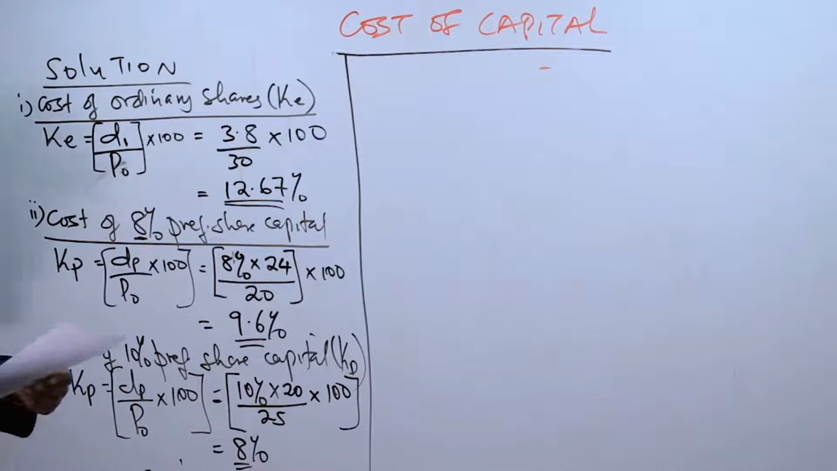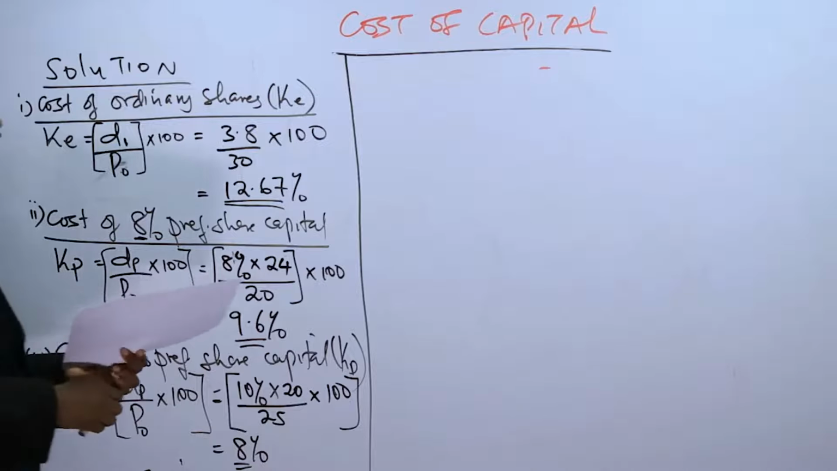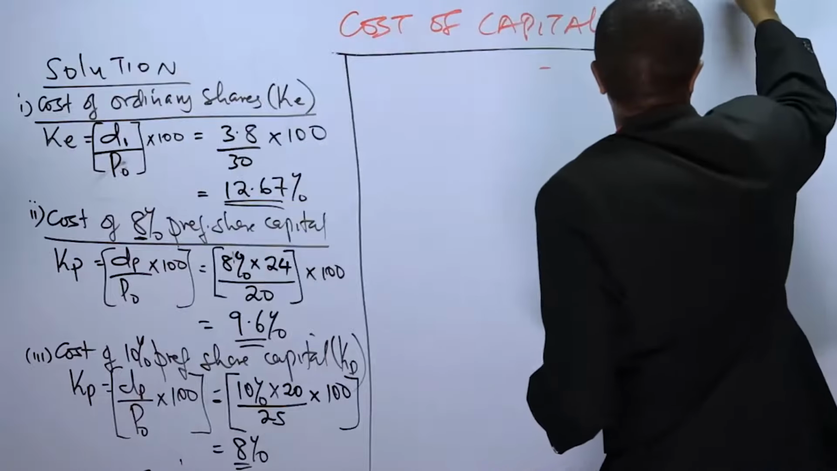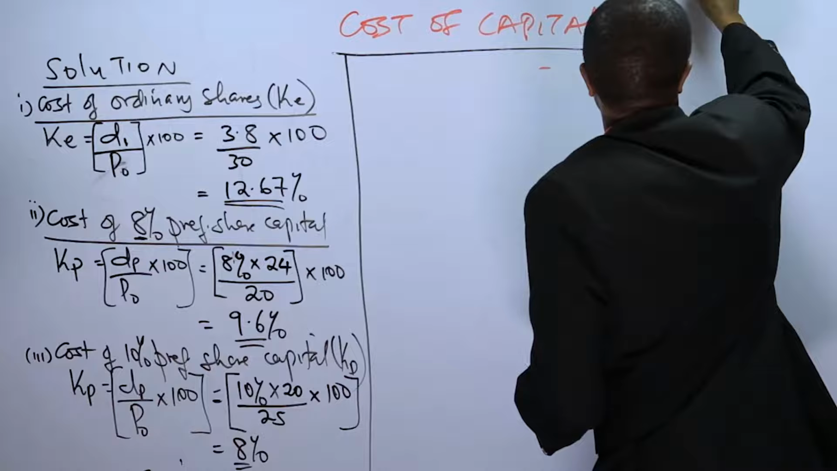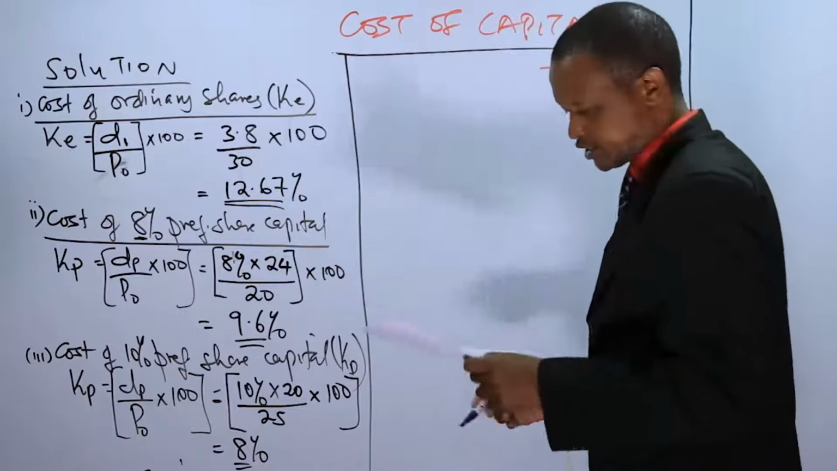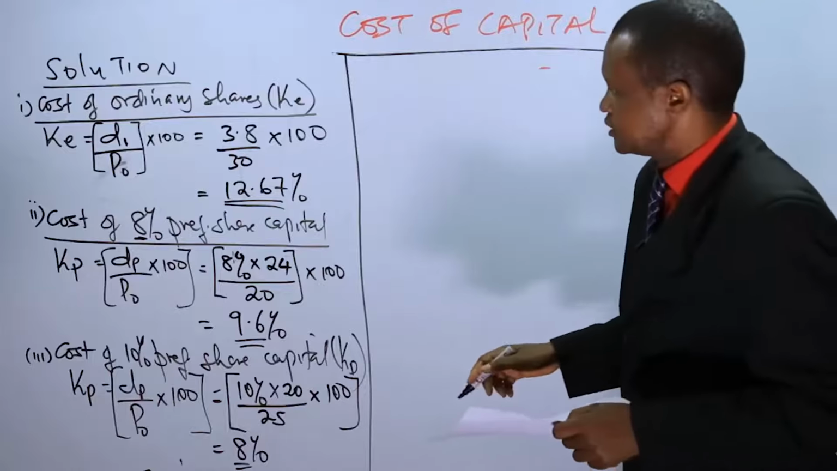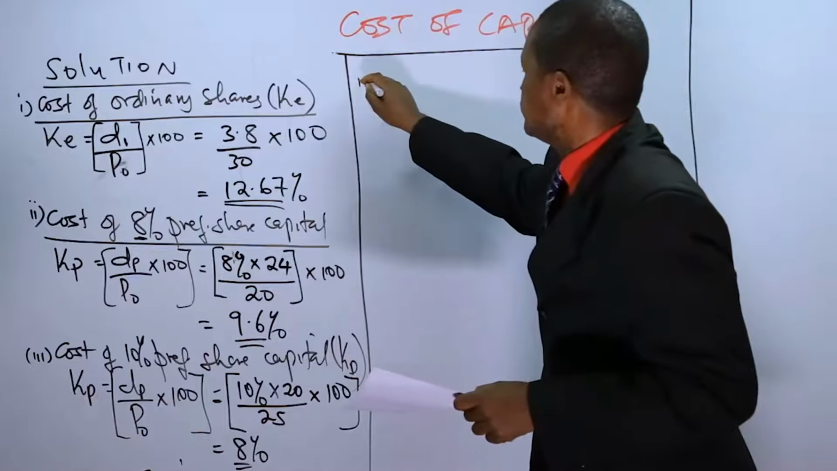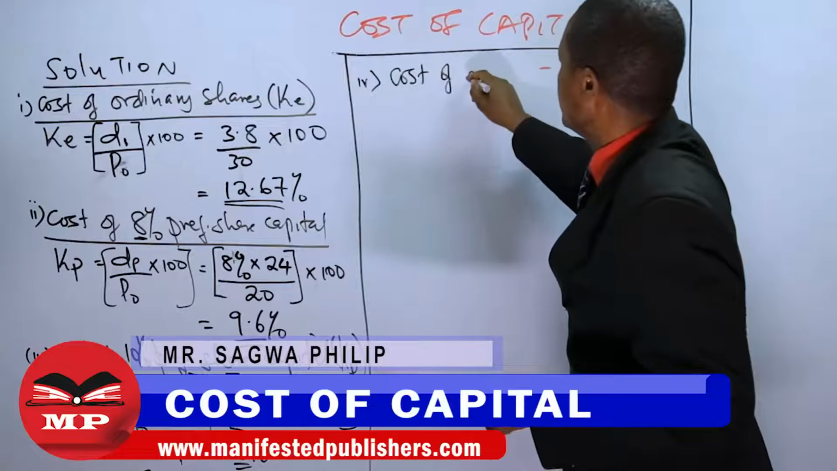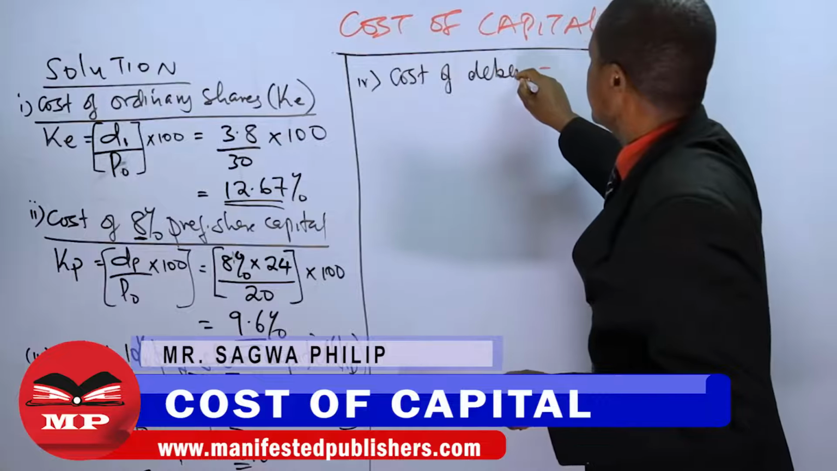Then moving on to the other part of the question, cost of debentures. That is number 4, cost of debentures.